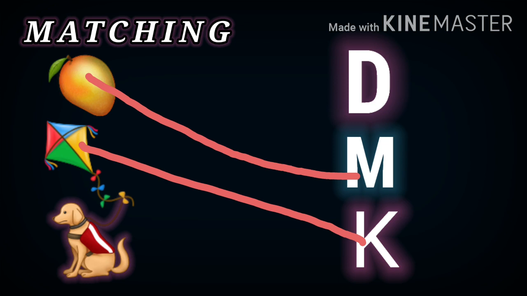Children, look at the next picture. Dog. First letter for the picture dog is D. Let's match the picture of dog with its first letter D. The dog. Like this.